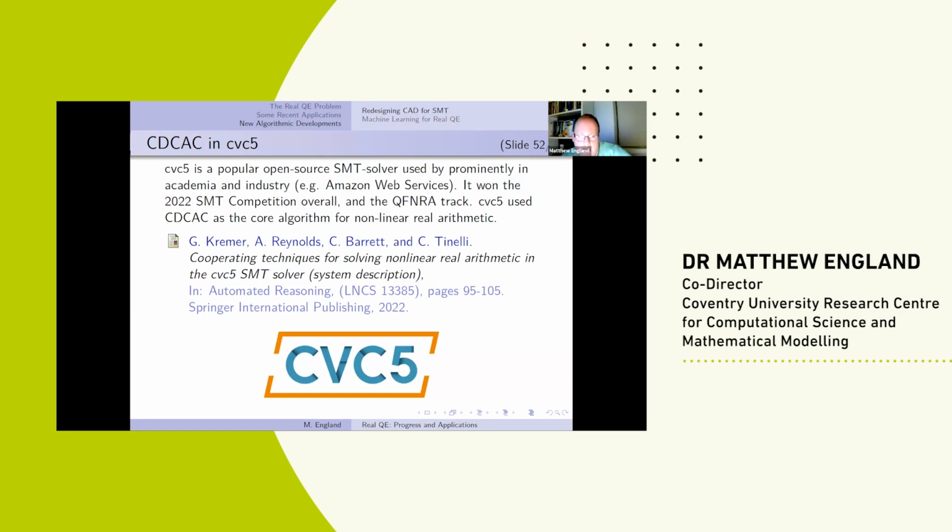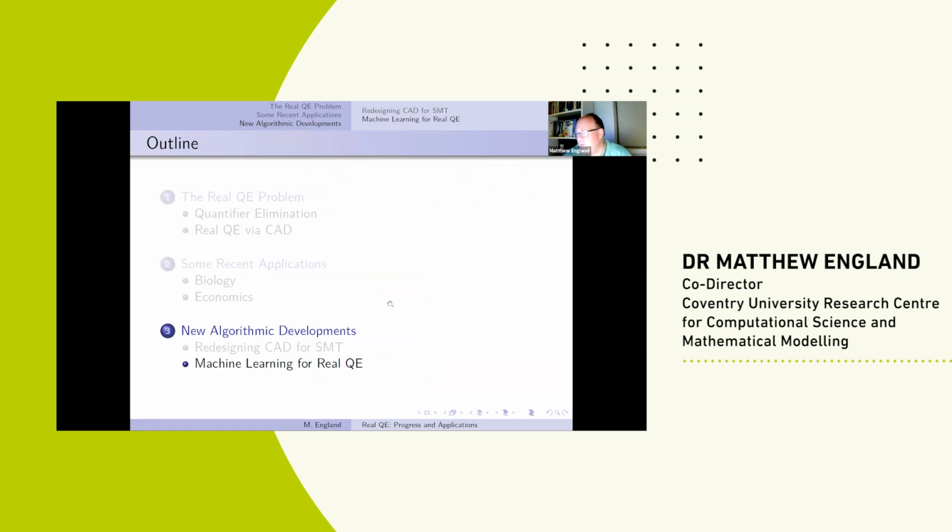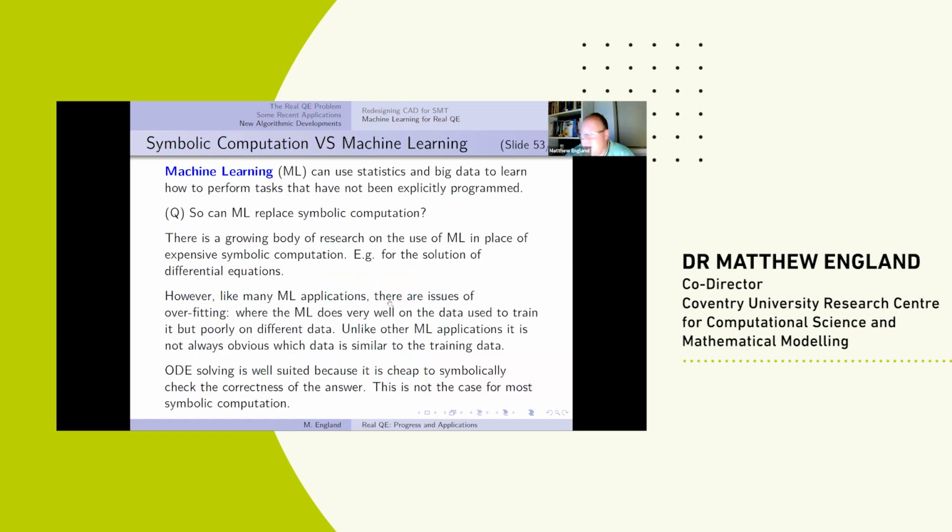Okay, and in my last couple of minutes, I'll talk about my work with AI, machine learning. I'm sure everyone's very familiar with this. It's hard to escape it these days. The idea is to use big data and statistics to have our software learn to do something that we haven't programmed it to do. So something you might naturally ask is, could I replace all of this mathematics, all of this symbolic computation with machine learning? It's a fair question, and there is a growing body of research on that question.